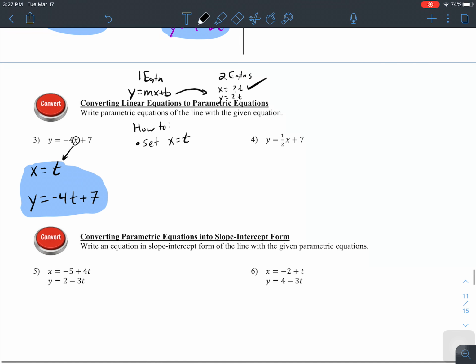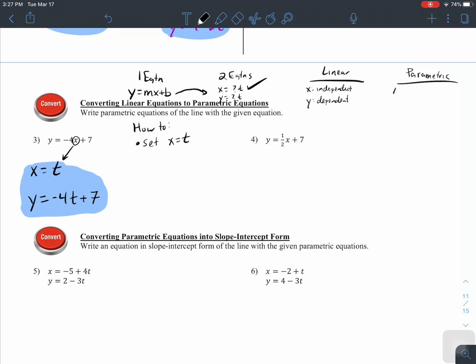So one thing to keep in mind is that in linear equations, the x is the independent variable, and the y is the dependent variable. Your value of y depends on what you plug in for x. You know, this is your input, this is your output. But for parametric, it's a little bit different. For parametric, t is your independent. Your time is your independent. x and y are both the dependent variables.